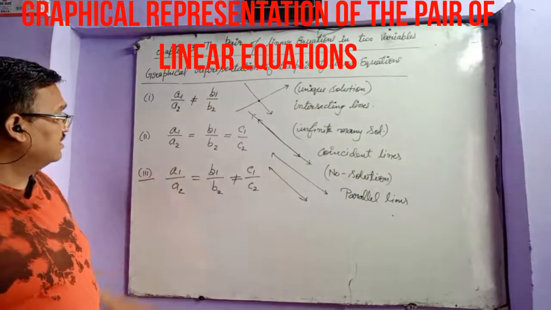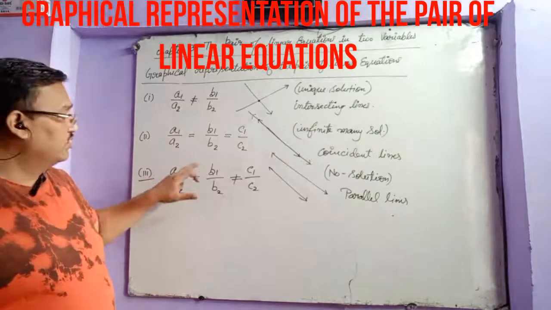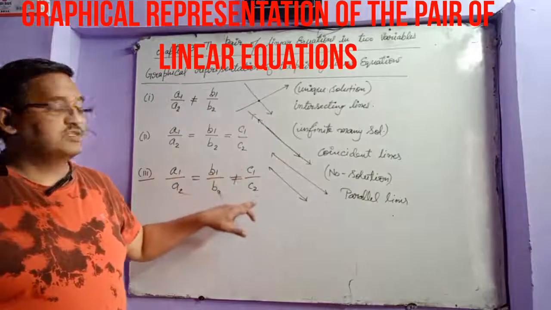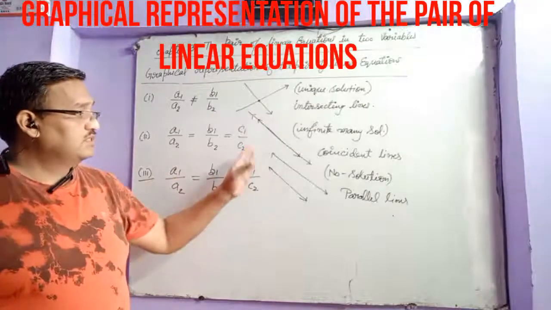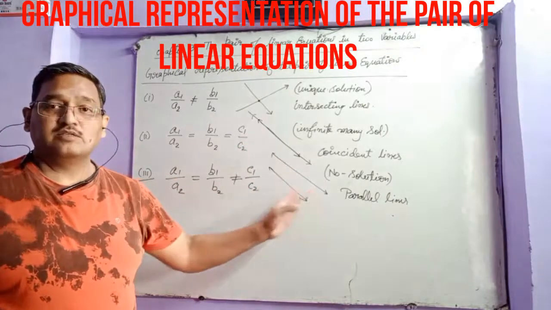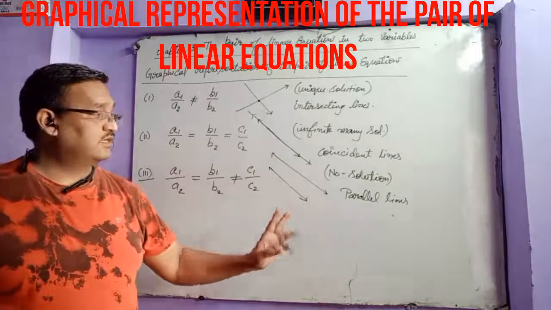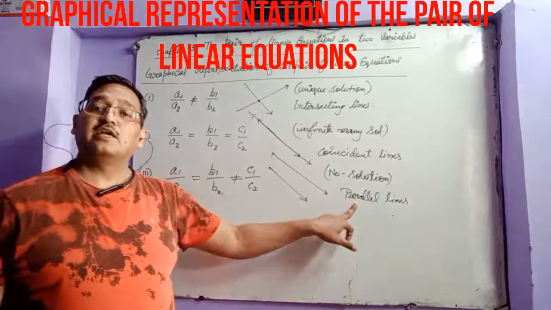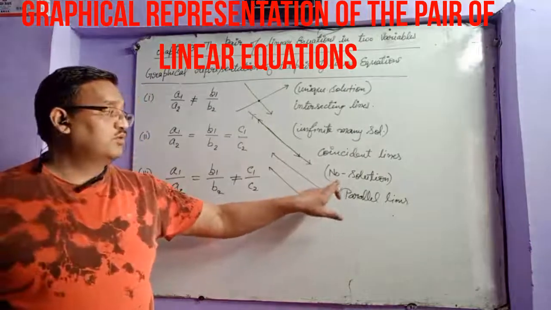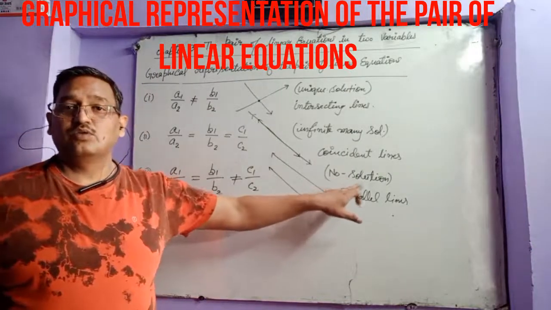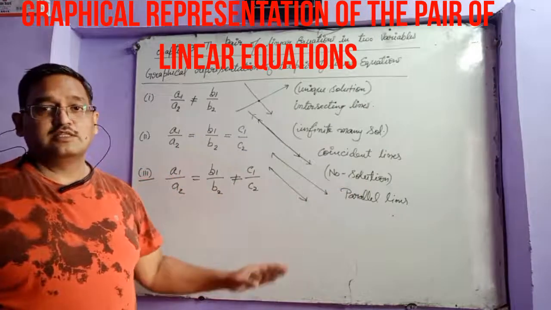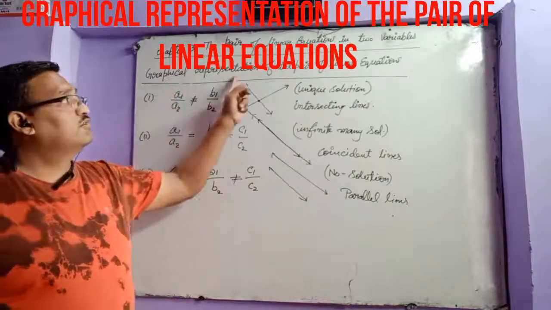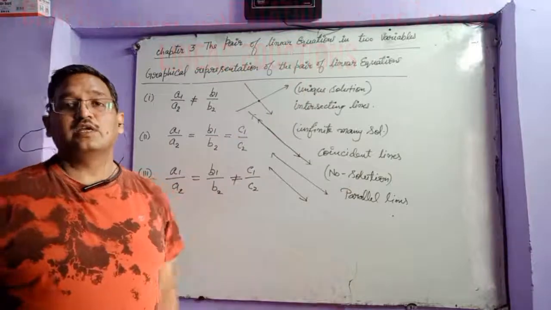And number third is a1 over a2 is equal to b1 over b2 not equal to c1 over c2. This will represent the condition of parallel lines. Both the lines will never intersect each other, so they are known as parallel lines. Since they are not intersecting at any point, they don't have a solution. That's why it is called no solution. So these are the three conditions of the graphical representation of a pair of linear equations.